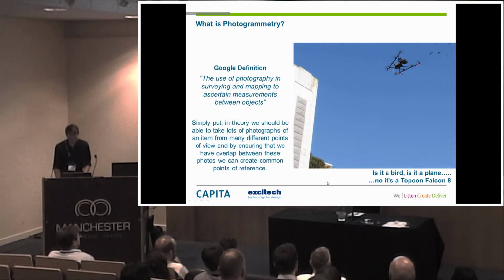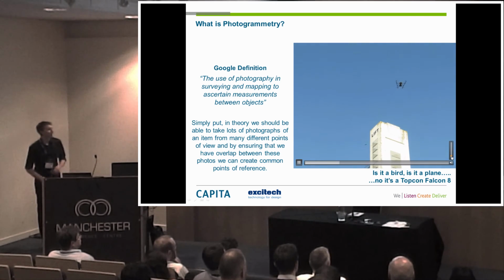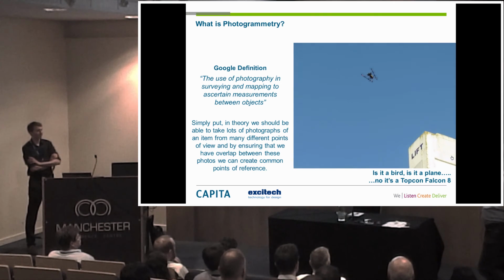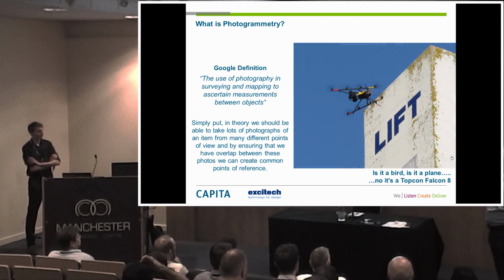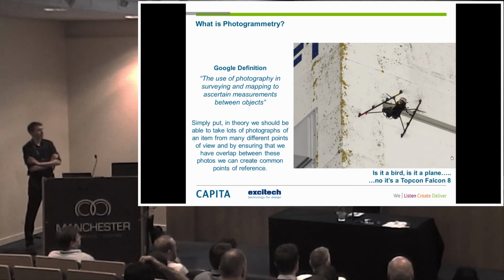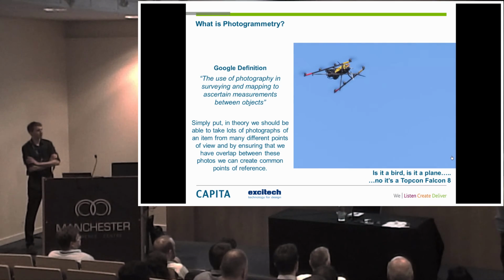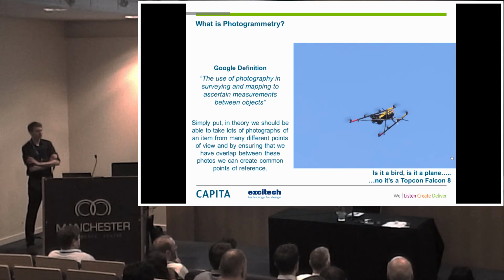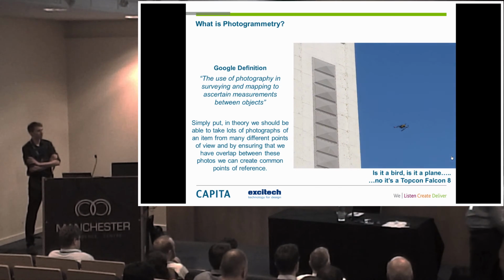So, yeah, I don't like the term drone. This is an unmanned aerial vehicle, or a UAV. Basically, it's a Topcon Falcon, a very expensive piece of kit with a very expensive camera on board, a 37 megapixel camera, with lots of gimbals on it to stabilize it. But what it's basically doing is taking lots and lots of photographs, and it's taking those photographs for the purposes of photogrammetry.